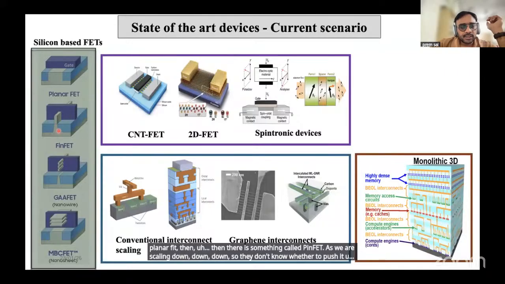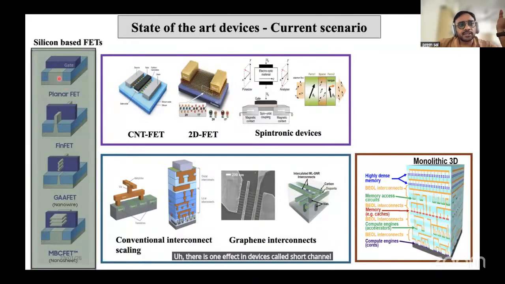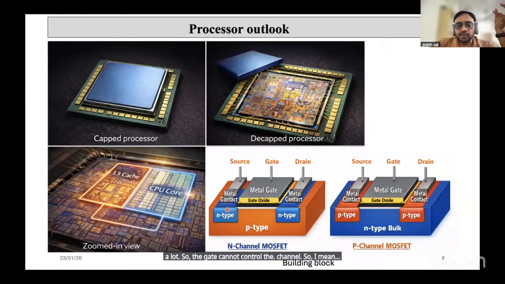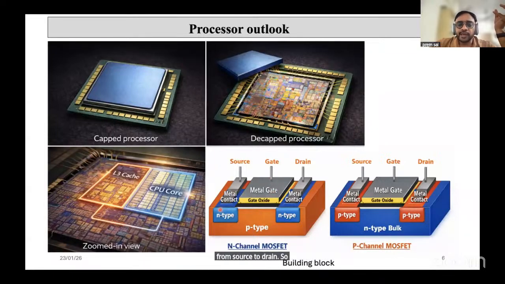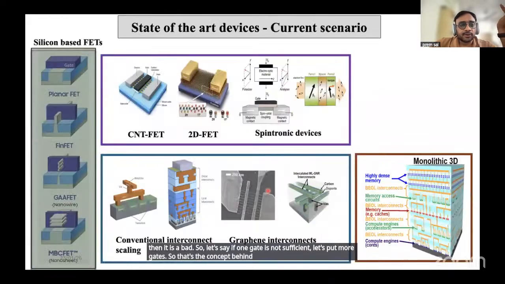If you see, there is this protrusion out of this place, where the gate is. The concept behind this is an effect in devices called short channel effects. As we are scaling down the channel a lot, the gate cannot control the channel. In principle, the gate has to give access from source to drain. There should not be any leakage, otherwise it is bad. So let's say if one gate is not sufficient, let's put more gates. That's the concept behind all this development.